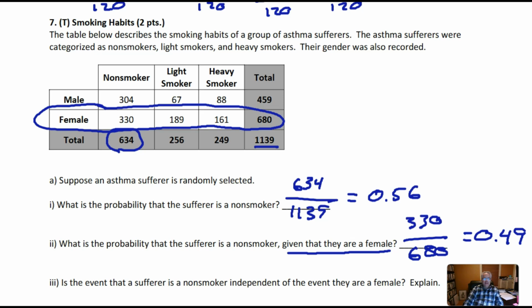Okay, it says, is the event that a sufferer is a non-smoker independent of the event that they are female? Well, it turns out that this condition that they're a female mattered. This is the probability of getting a non-smoker. This is the probability of getting a non-smoker given that they're female, and they're different. So they are not independent.